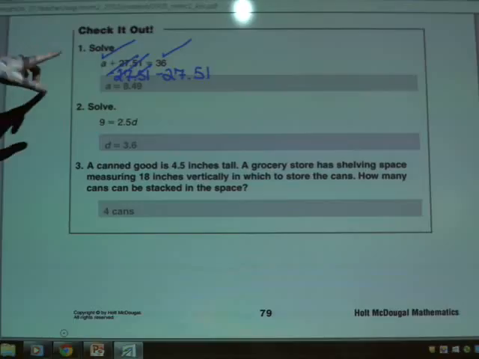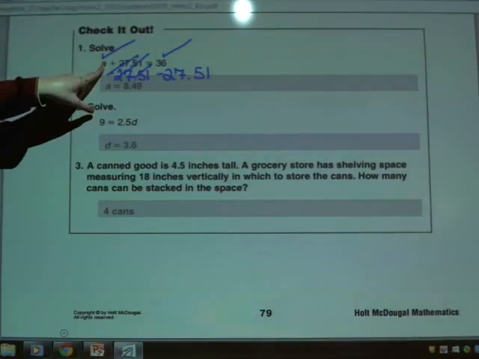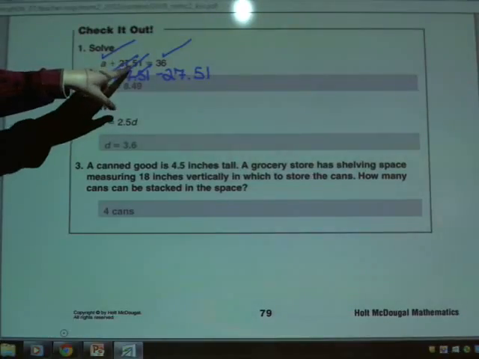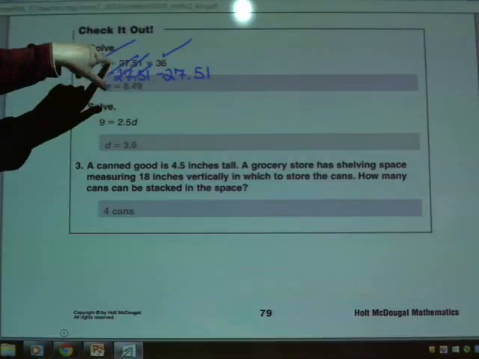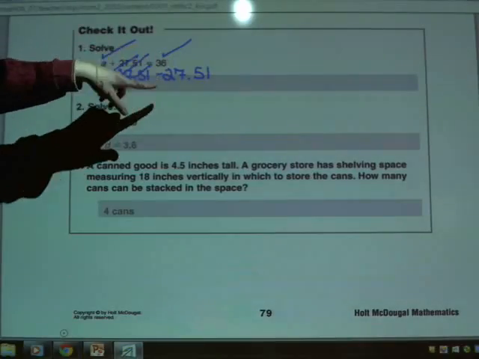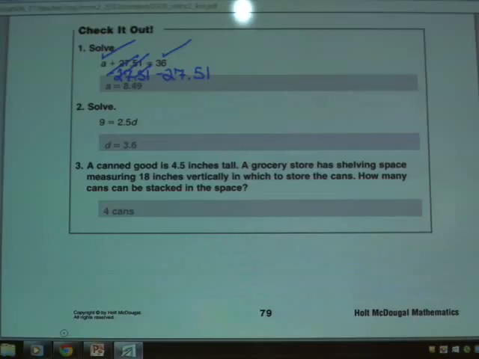We can check it. We can go back here and change a into 8.49. 8.49 plus 27.51 does make 36. Since the other side says 36 as well, that means our equation checks. Our equation is in balance.